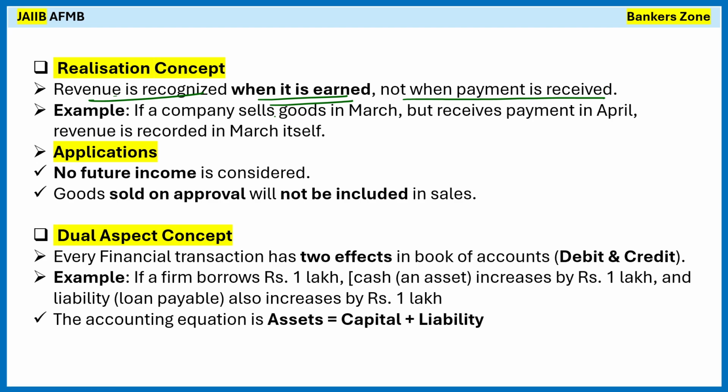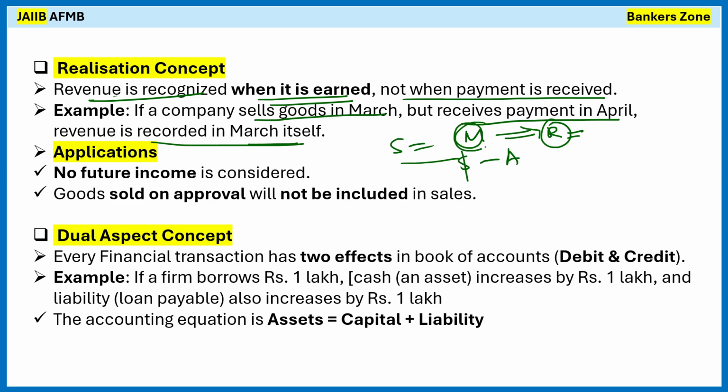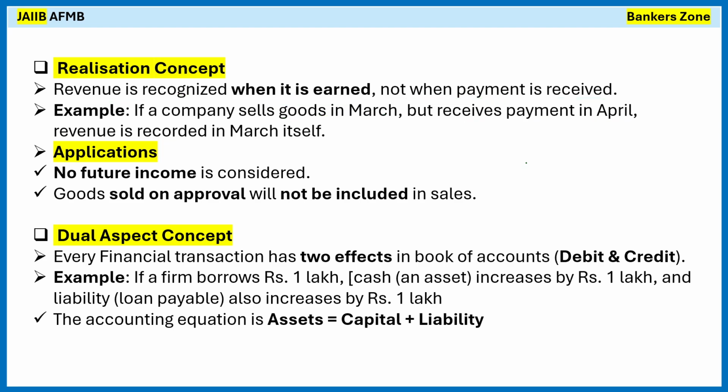If a company sells goods in March but receives payment in April, the revenue is recorded in March itself. Sales happen in March, but the payment is received in April. Still, whatever revenue we have generated, we will recognize it in the month of March itself. That is called the realization concept. Remember, it is very, very important to know that revenue is recognized when it is earned, not when payment is received. Company sold in March, payment received in April, still we will record the revenue in March itself. That is called the realization concept.